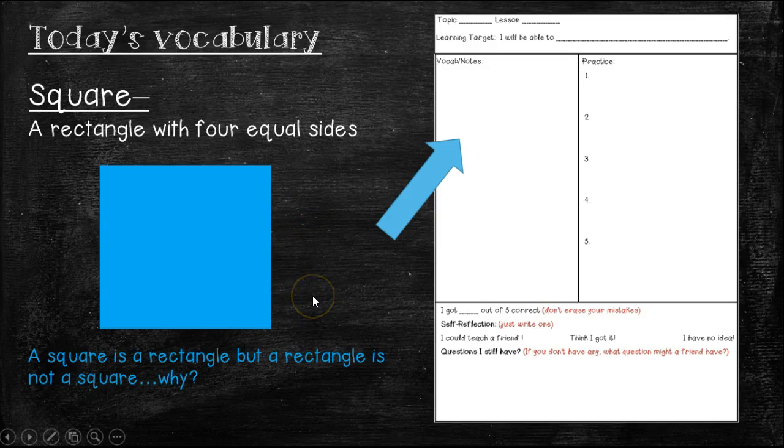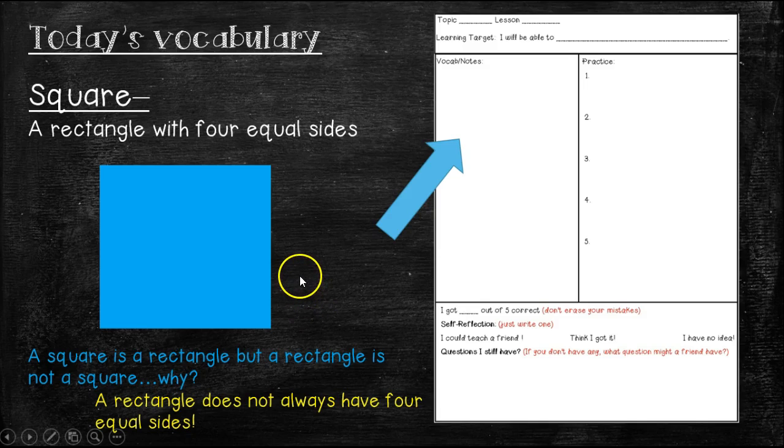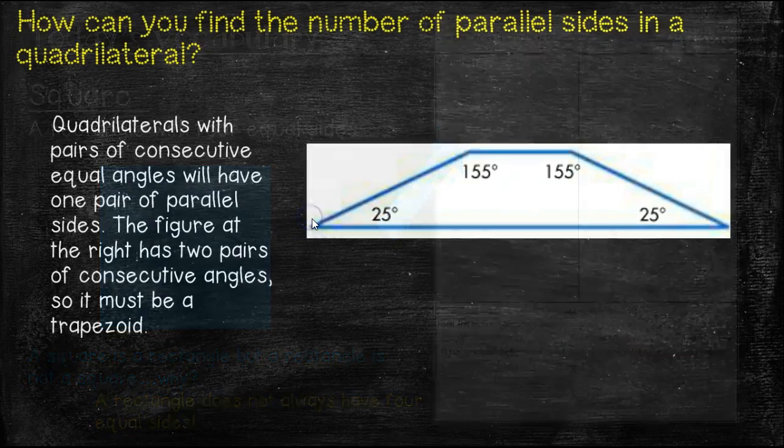A square is a rectangle, but a rectangle is not a square. Why do you think? Well, like I stated before, a rectangle does not always have to have 4 equal sides. It could be stretched out this way or this way and have 2 sets of equal sides, but not all 4 would be equal. And in order to be a square, it has to have 4 equal sides.